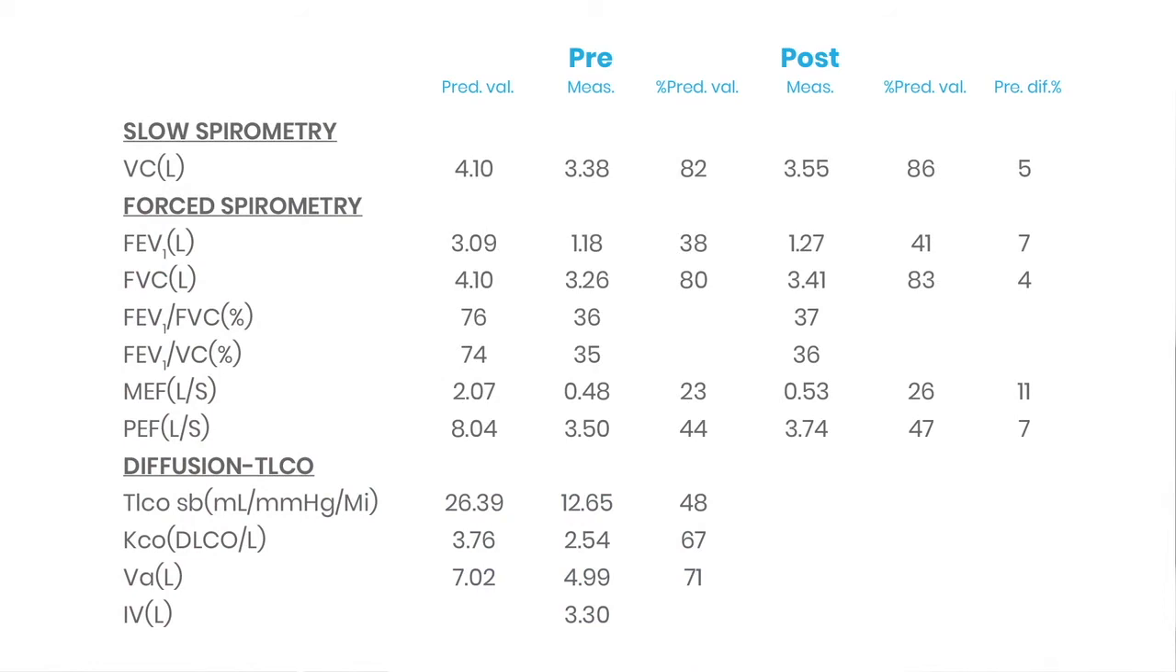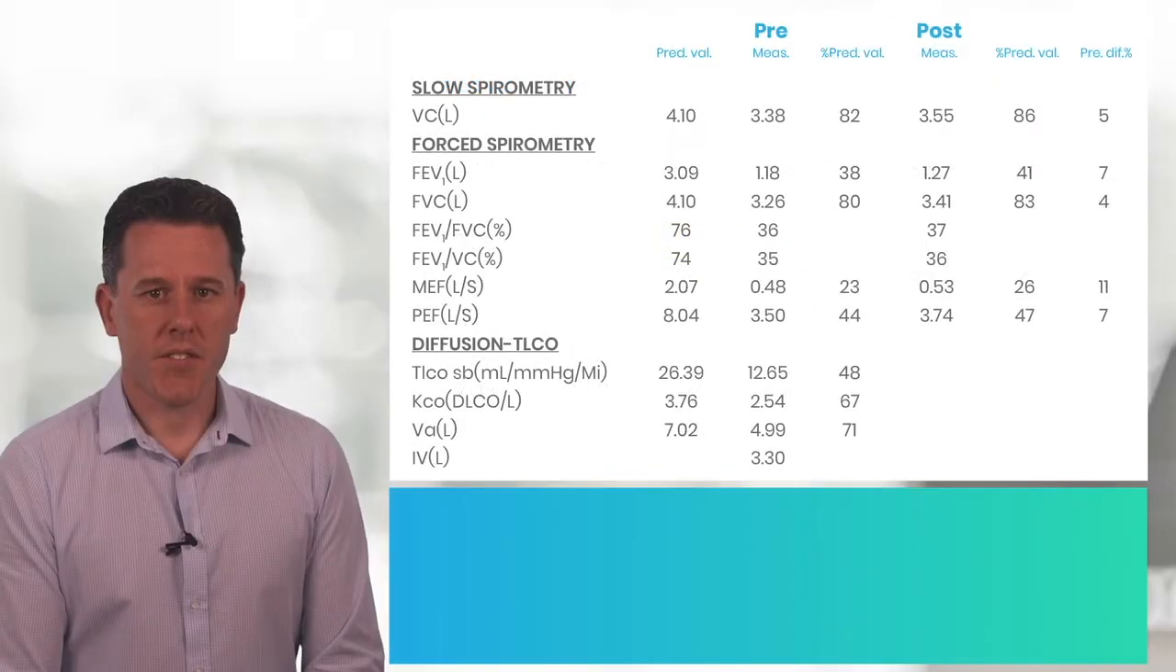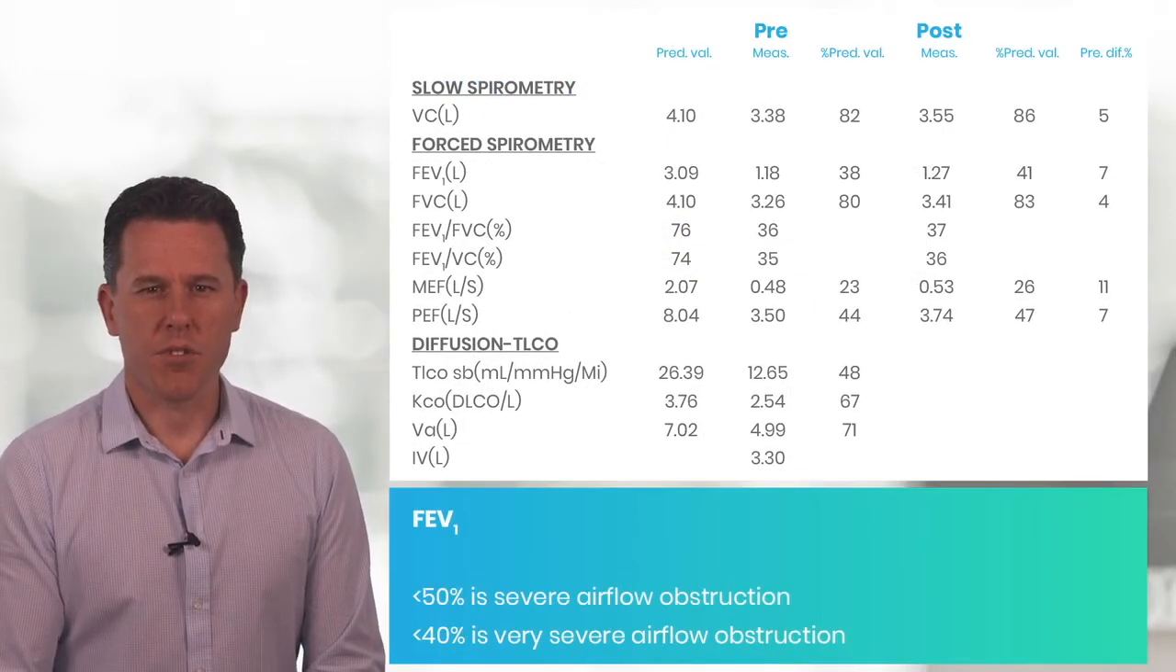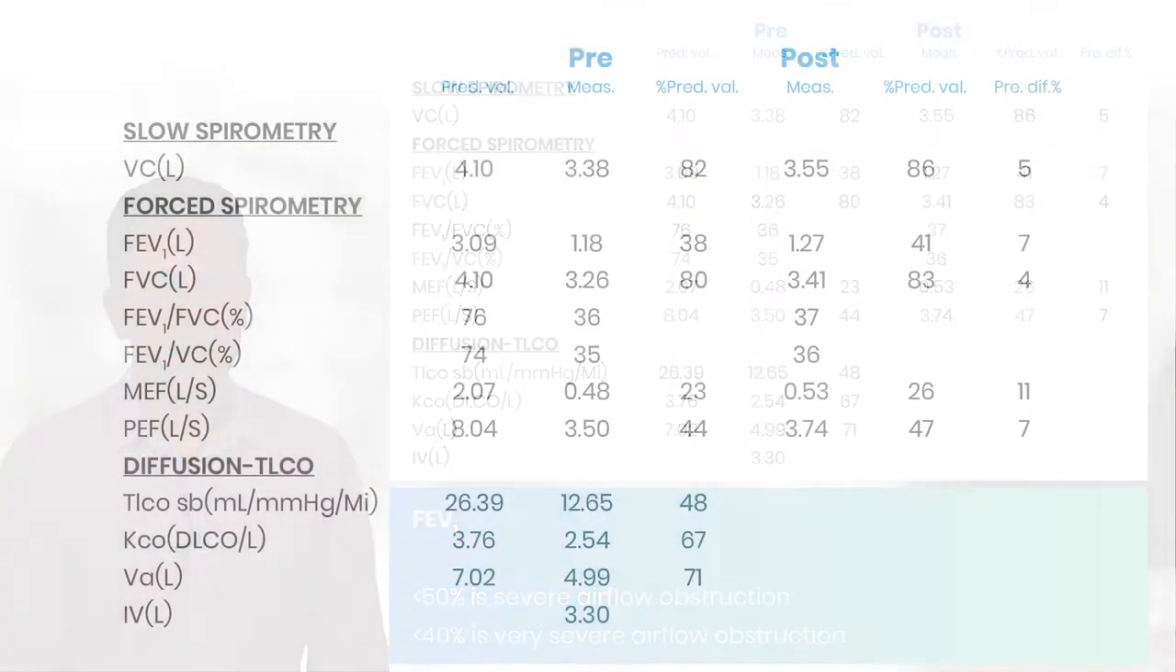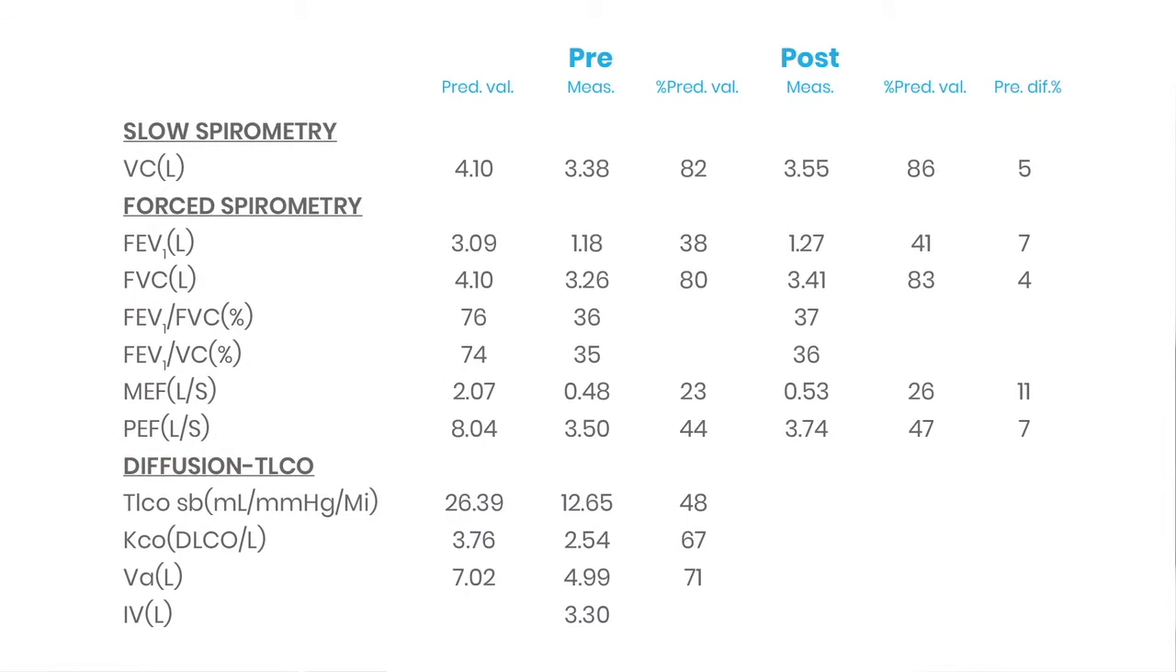We then look at the FEV1 to determine the severity of airflow obstruction. The FEV1 in this situation is 38%, and so that is severely reduced. Below 50% is severe airflow obstruction, and below 40% is really very severe airflow obstruction. We look at the post-bronchodilator response, and there is a 7% improvement in FEV1 and a 4% improvement in forced vital capacity. Neither of those represents a significant improvement, so that would suggest that there's no significant bronchodilator response. This is certainly not a presentation of asthma.